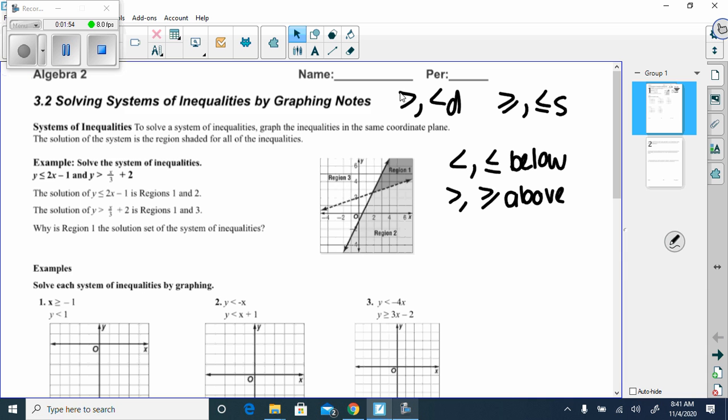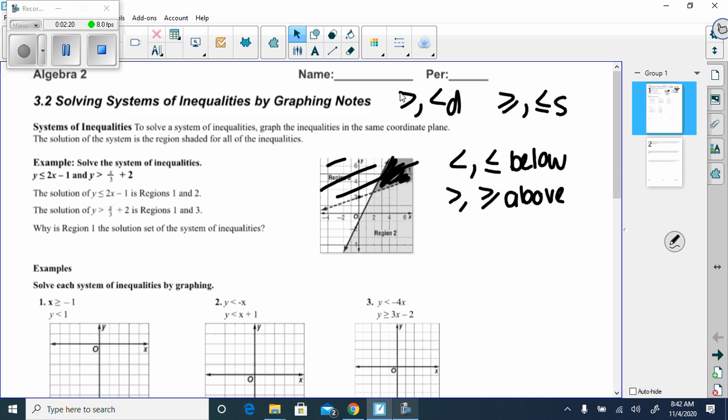For the other one, y is greater than x over 3 plus 2. So this one right here, they shaded above. The area that those two had in common was this part right here. That's where it was shaded for both. So that would have been our answer, or our solution. Okay, the part that's double shaded.